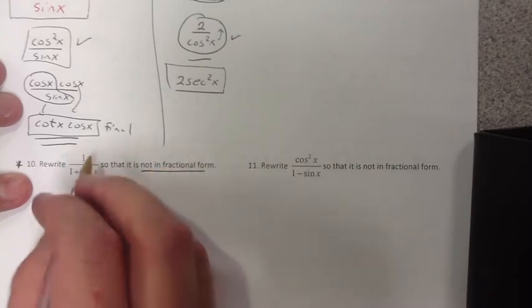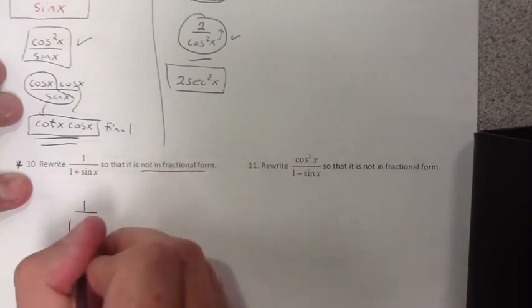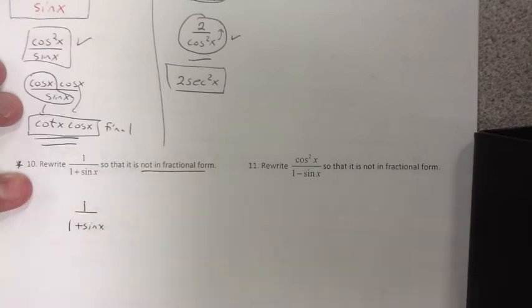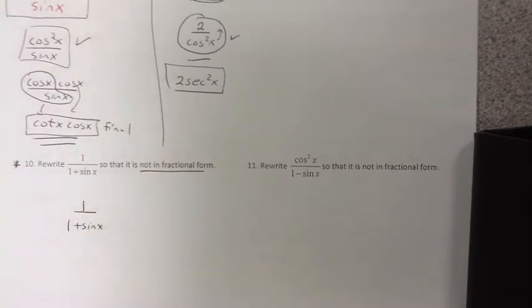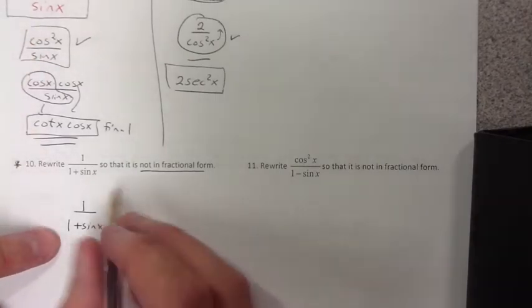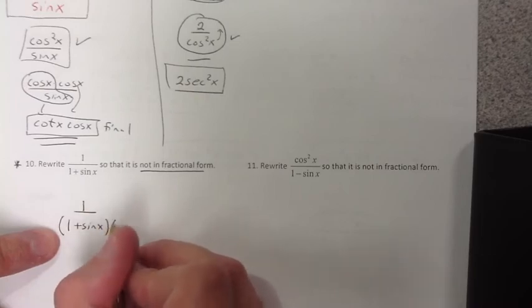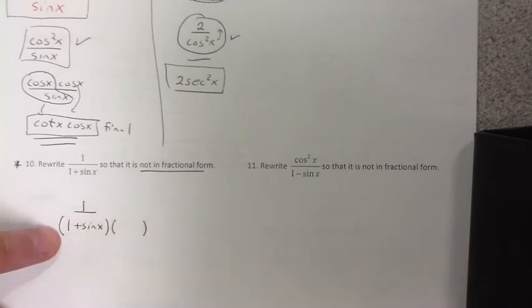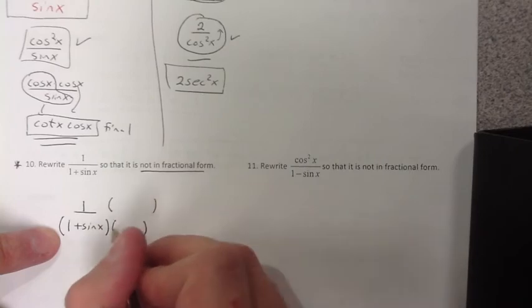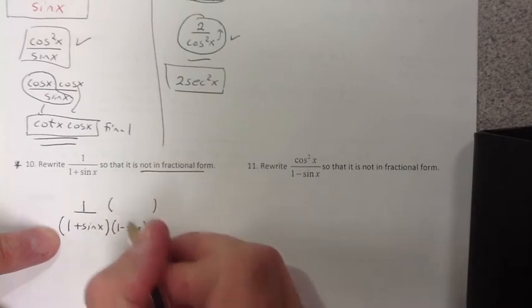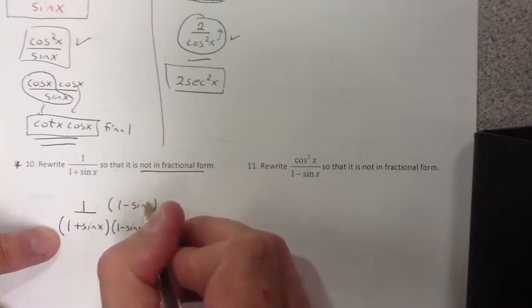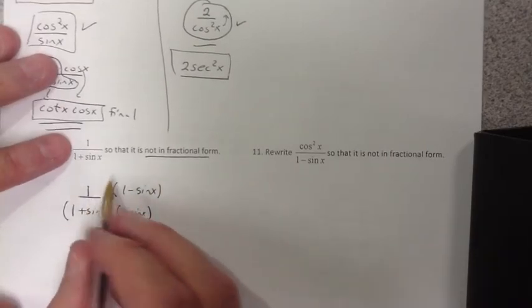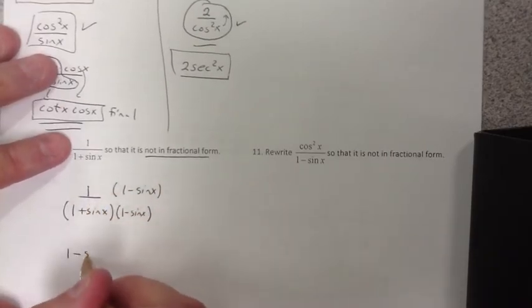So what we're going to do is rewrite it down here like so. Okay? And to write this in a non-fractional form, we are going to multiply top and bottom by the conjugate of the bottom. 1 minus sine of x. This is a very tough one right here to do. Now the top is pretty easy. We get 1 minus the sine of x.